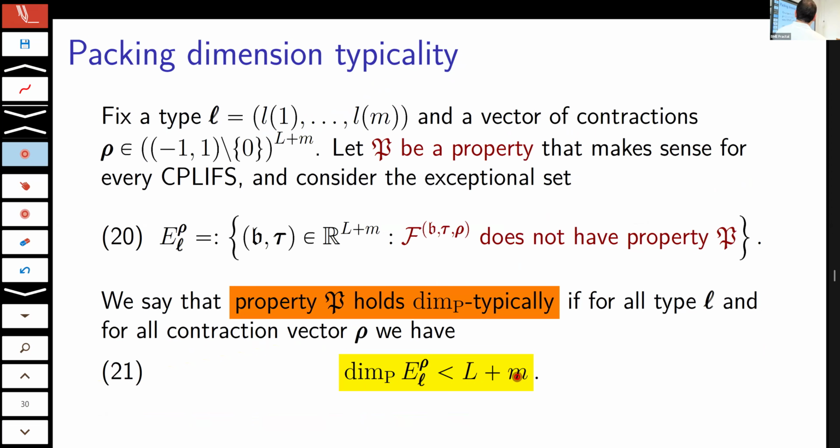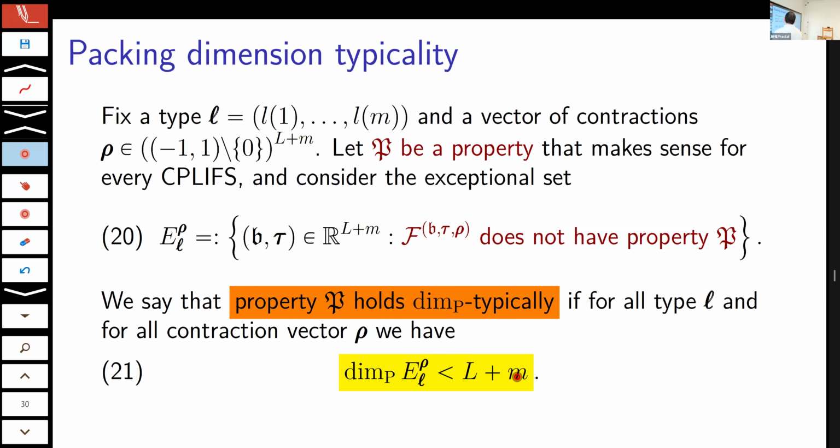Now I can show you a formal definition of the pattern dimension typicality. We fix a type, a vector that has the number of breaking points of all different functions as its coordinates, and a vector of contractions, a vector of all the row slopes. They can be positive or negative, strictly less than 1 in absolute value because we have contractions, and we only assume that they are non-zero. And of course, the dimension of this vector is L, the number of breaking points plus 1 because we have an extra slope.